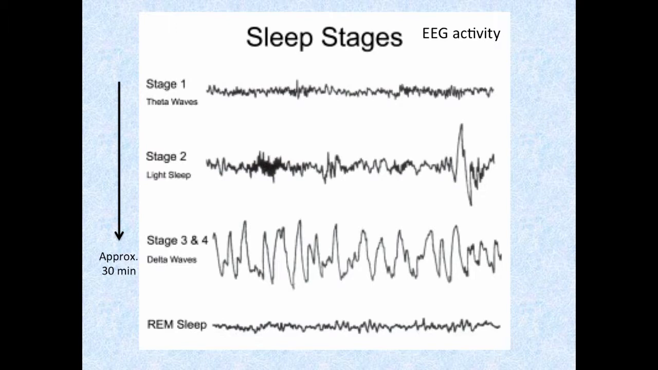From stage 4, the person then moves into REM sleep. And in REM sleep, as you can see here, the EEG activity decreases, the eyes dart back and forth very quickly, and almost complete loss of muscle tone occurs. Right? So REM stands for rapid eye movement. So this rapid eye movement is the characteristic feature of this stage 5 sleep.